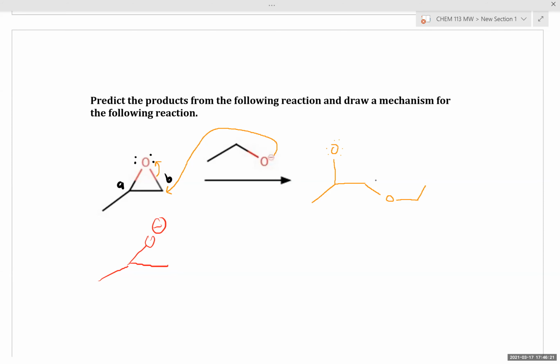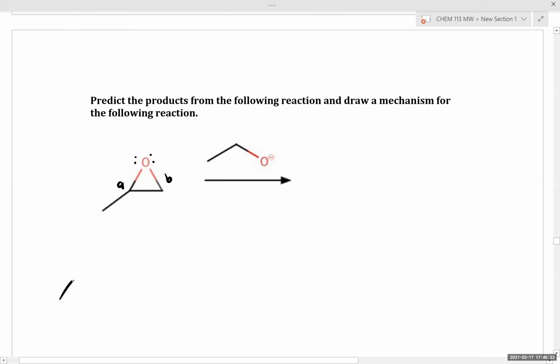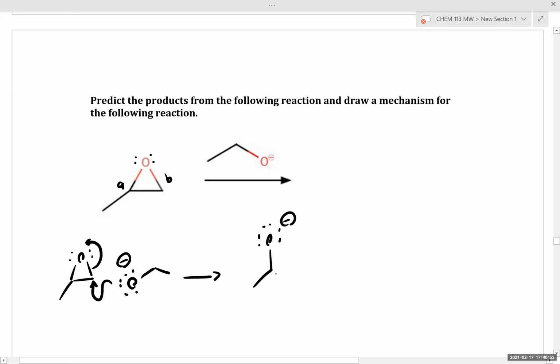Perfect. Wonderful. To see students sharing their proposed responses, and these responses look reasonable. So let's draw out a mechanism just so that we have it saved as part of the instructor solution. So our nucleophile, which is ethoxide, will attack and open our epoxide at the least hindered or least substituted carbon. That in turn will give us the alkoxide derivative as well as an ether.